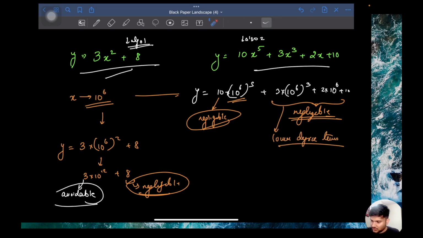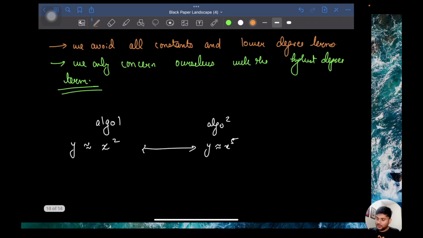Lower degree means the power of these terms in terms of x is very less. Here x raised to 5, but here only 3, here only 1, here 0. So lower powers of x are going to be avoided, and this is a constant. Even constants can be avoided. This is also a lower power term or a lower degree term, right? So all you can do is avoid lower degree terms and constants, because just think about it. If for some value of x your algorithm 1 looks better, if it is executing 3x square plus 8 or it's executing x square, it's almost the same, right?